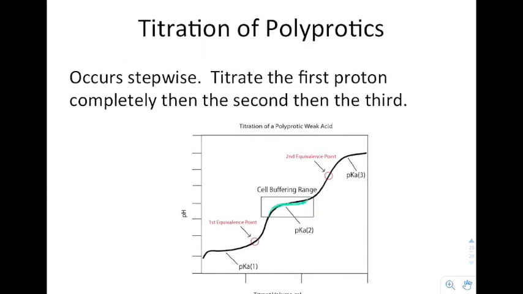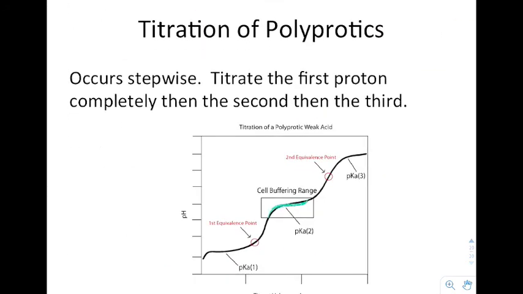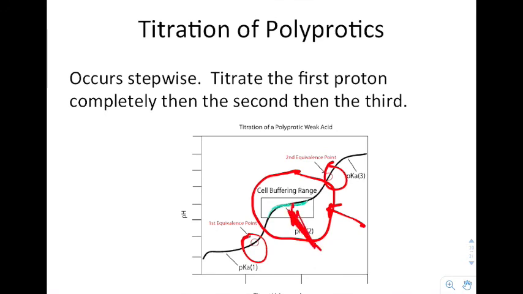All right, the last thing is titration of polyprotics. It occurs stepwise. You titrate the first proton completely, and then the second proton, and then the third proton. And what you see here is you have this buffering range right here. And this was probably the most difficult thing for you in the lab, was recognizing that you had this equivalence point and this equivalence point were probably relatively easy to notice. But this middle one, this buffering range where it was undergoing a buffer capacity, is often hard for you to identify.